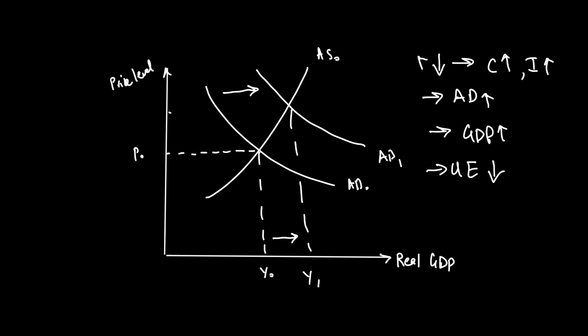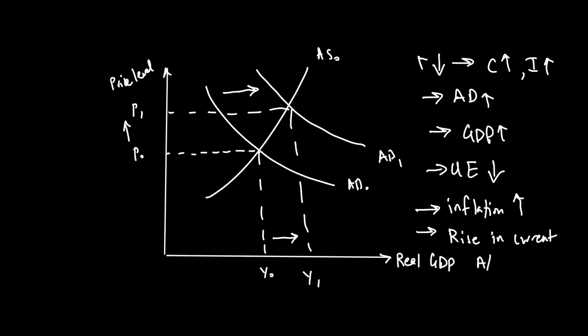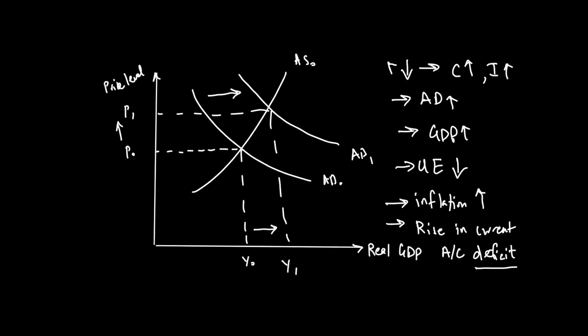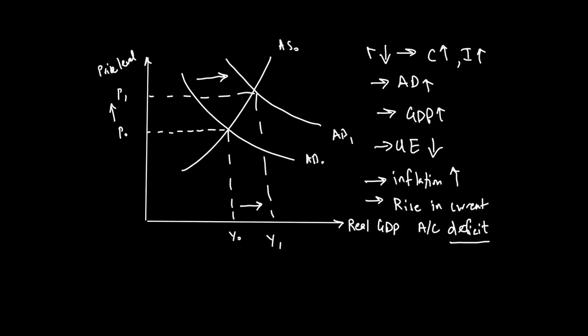But at the same time, because the price level is going up, you might see inflation go up, or the price level go up in an economy. And if this rise in GDP also causes people to buy more imports, then we can also argue that there is going to be a rise in your current account deficit, because now there are more imports to be bought as compared to before. So there is a rise in the current account deficit that can happen. So we can say expansionary monetary policy can achieve our goals of increasing GDP and reducing unemployment.